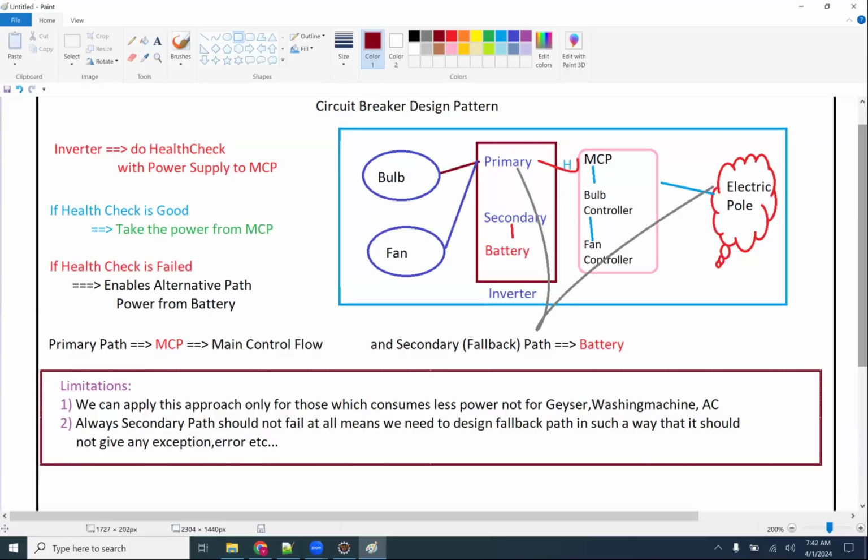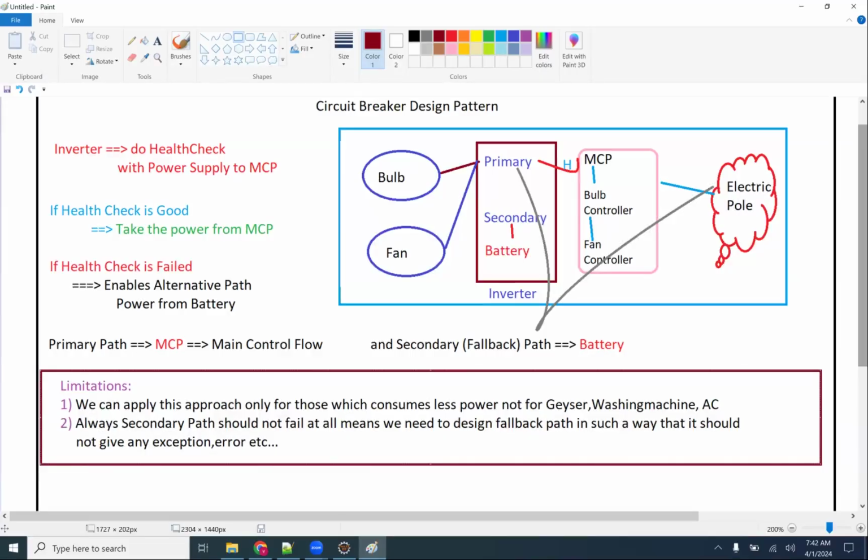In the same way in microservice architecture also, I'll take a circuit breaker as a design pattern, which is similar to my inverter logic. Circuit breaker is a design pattern matching a inverter design pattern, where my primary path is the actual microservice. The actual logic of my microservice is the primary path, and the secondary path, fallback path, or alternate path, whatever you call it, is your choice. Any logic you can think of.